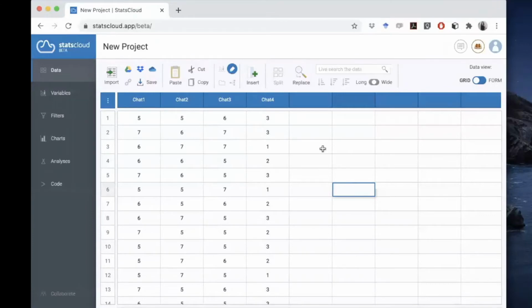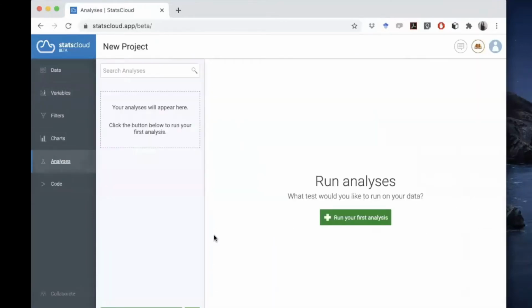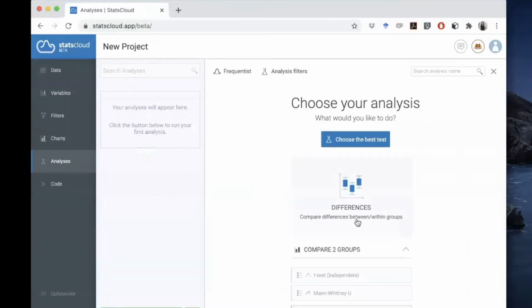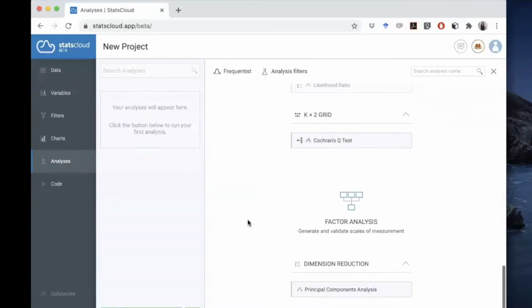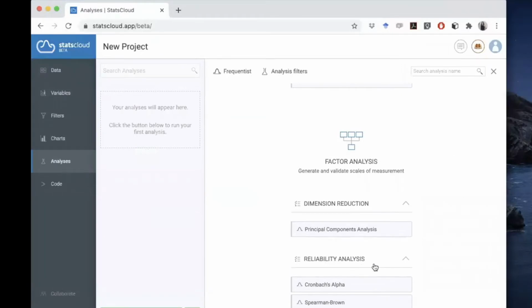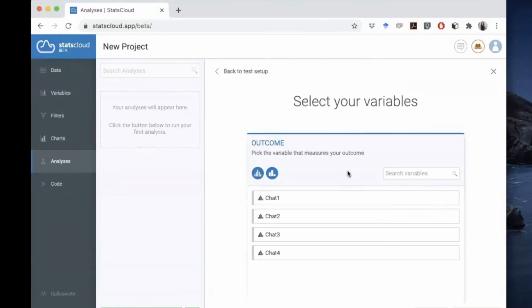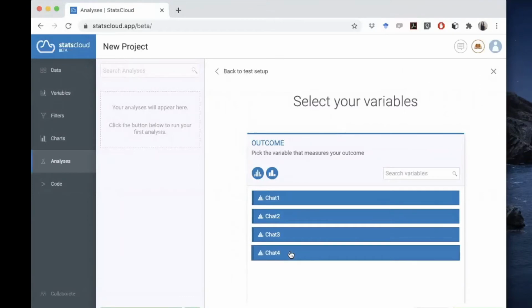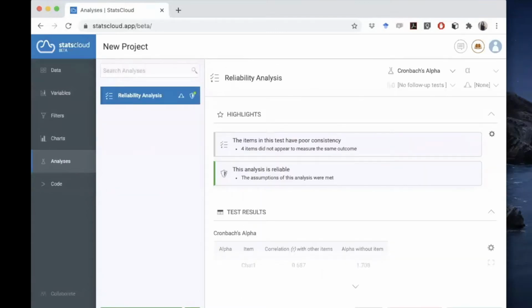So anyway, to calculate the reliability, you're going to click on Analyses, and you're going to click on Run Your First Analysis. You need to scroll all the way to the bottom, and you are going to find the reliability analysis. We're not going to worry about Spearman-Brown, but we are going to click on Cronbach's alpha. Then you need to click all the variables that you want to include in your analysis. In our case, there's only the 4 we need, so we'll just use those ones. But if you had an actual data set, you would only pick the ones you need to look at, so the ones that are part of, say, your depression scale or your well-being scale or your online behavior scale, etc. Then you click on Run Analysis.